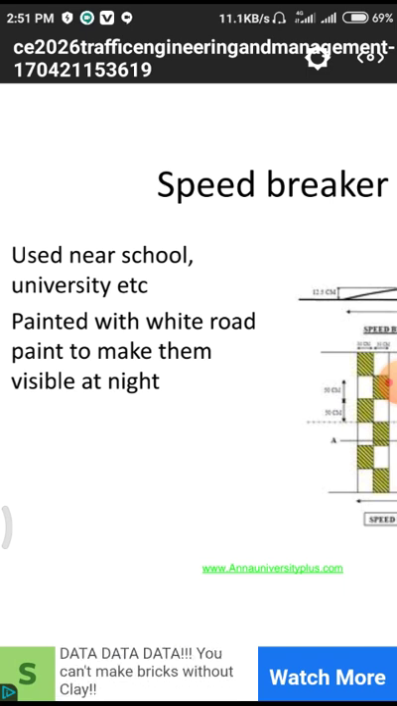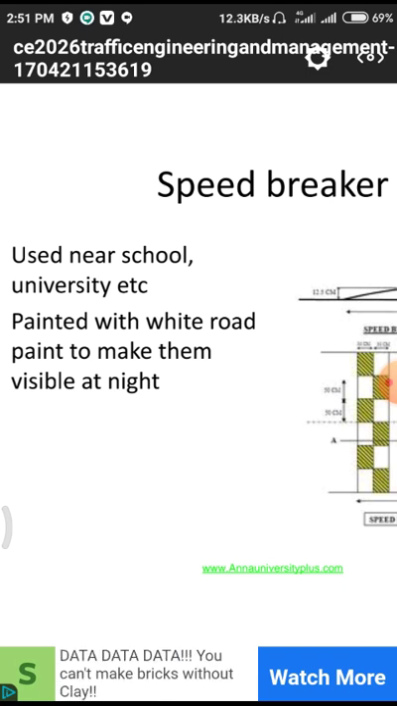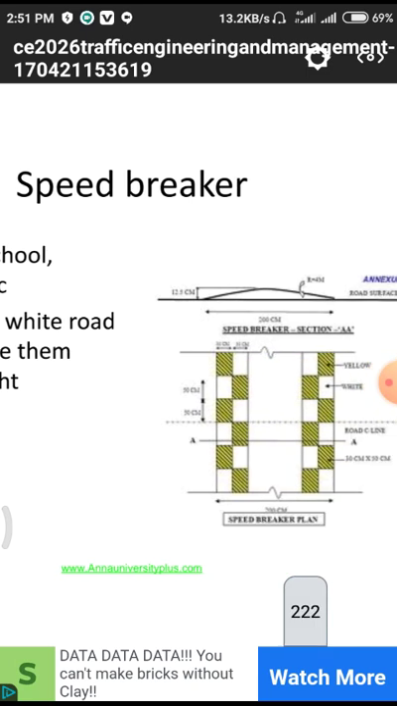these speed breakers. In the term itself we have speed breaker. That means whatever vehicle is coming with a proper speed, the total speed will be broken by a particular item which is kept on the road, and those items are called speed breakers. Normally those are used near a school or a university. Normally those speed breakers are painted with white road paint to make them visible at night.